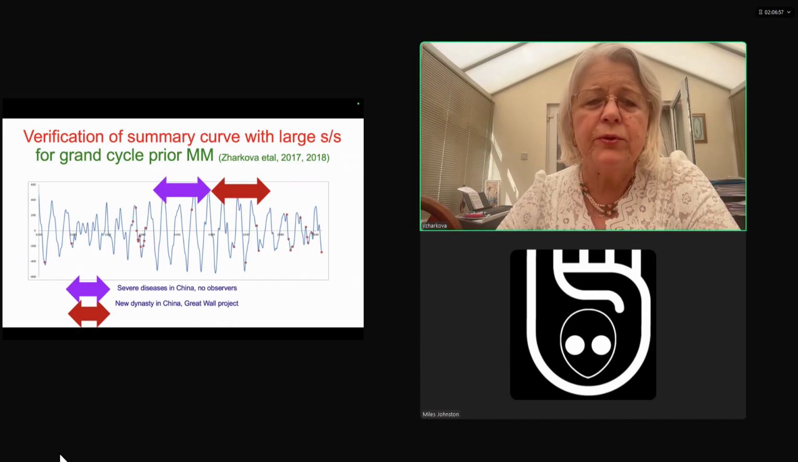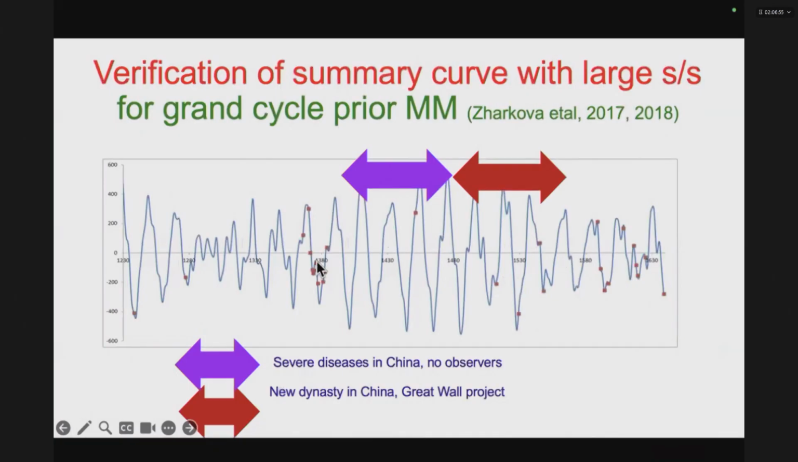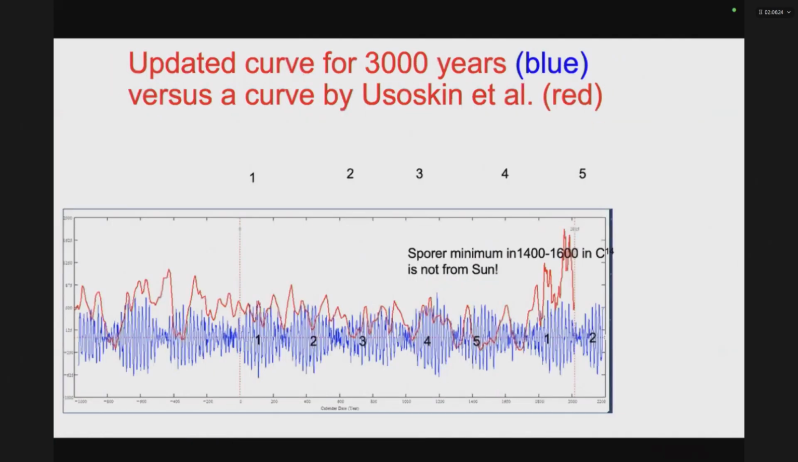Our curve is blue, and red are observations of large sunspots by the Chinese from 1200 to 1500. And you can see that the observations are from before the telescope was invented. And you see the observations fit our curve very well. And there's some absence of observations caused by severe disease in China, no observers, and when the new dynasty arrived, they took all the resources building the Great Wall, so there's no observation either.